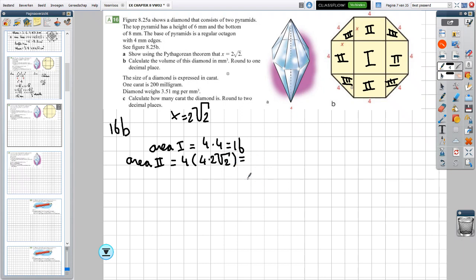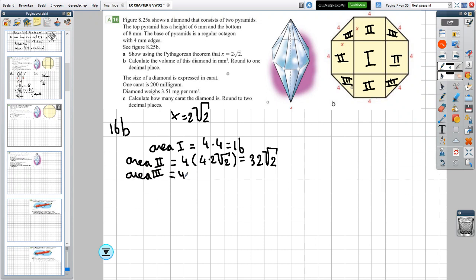And now you can either already round off here, or you could say, well, this is going to be 4 times 2 is 8, and 8 times 4 is 32 square root 2. Or you can already round this, but I'm always a bit careful with rounding off too quickly. So I'm now going to write it like this. 4 times 2 is 8, right? 8 times 4 is 32, the square root 2 is still there. Area 3.